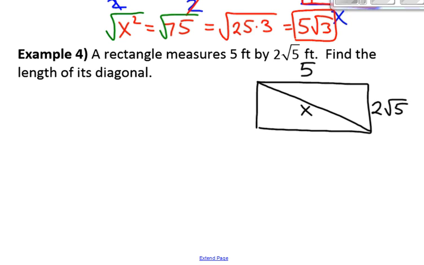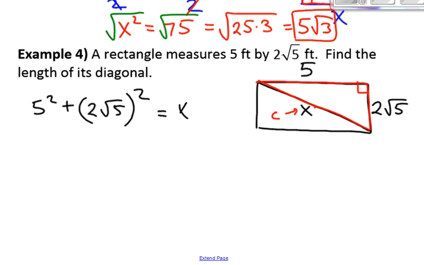So again, you see we have this right triangle inside that rectangle. Okay? So our hypotenuse is the longest side. So the x is the hypotenuse. That's like the c value. And the 5 and the 2 root 5 are the a and the b. So now apply the Pythagorean theorem. So 5 squared plus 2 root 5, that's both 2 and root 5, so we want to put that in parentheses squared. And that's going to equal our hypotenuse, which in this case is x squared.